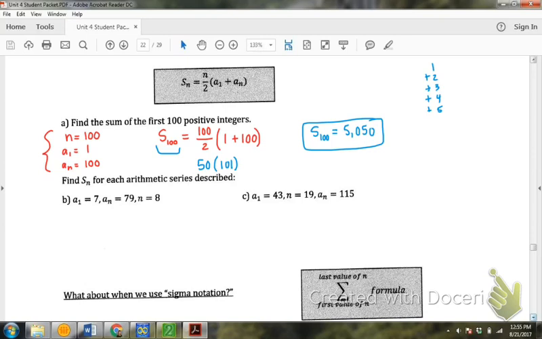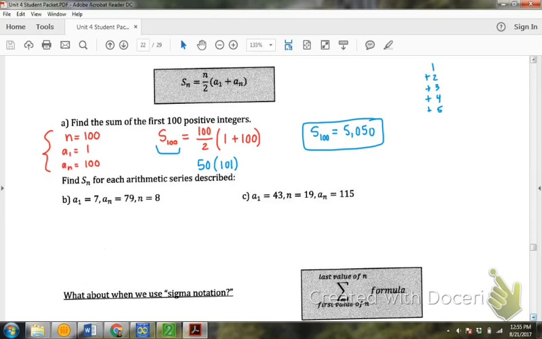Right? I don't want to sit there and go 1 plus 2 plus 3 plus 4 plus 5 plus 6 all the way up to 100. That's going to take forever. So how do we get 5,050 out of 100 then? You divide the 100 by 2, which is 50. Then you do 50 times 101, and then you get the amount.